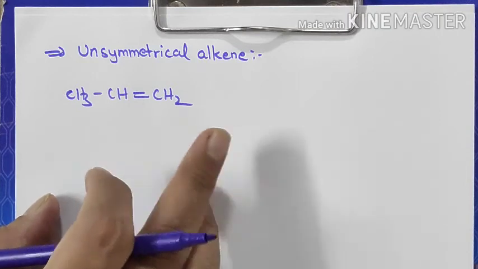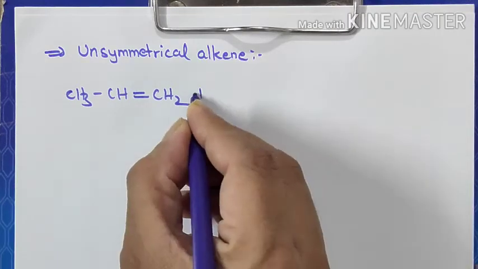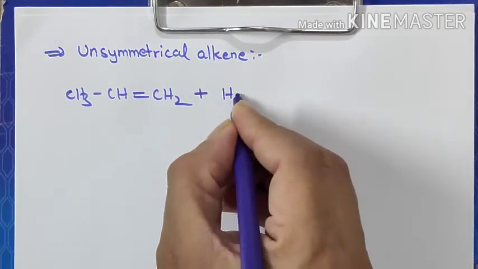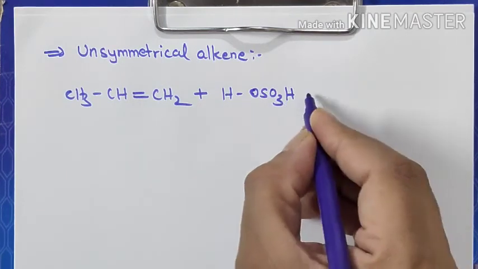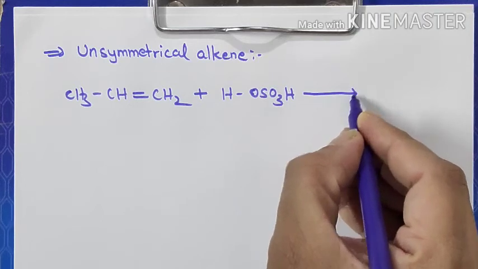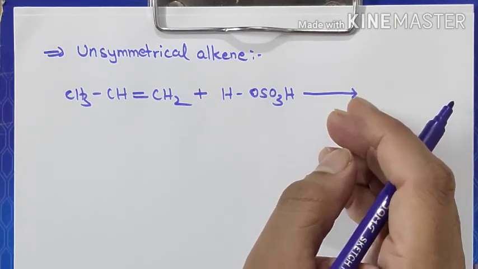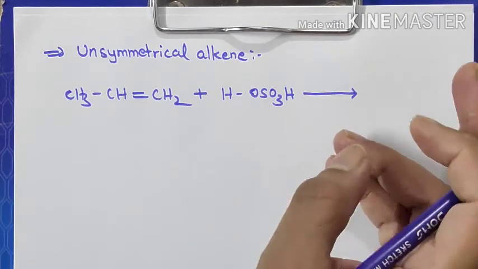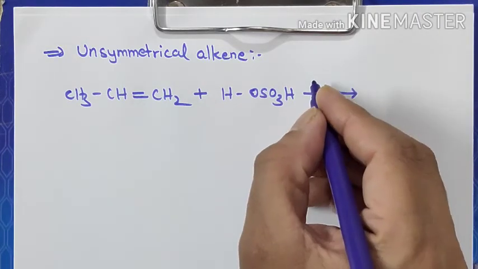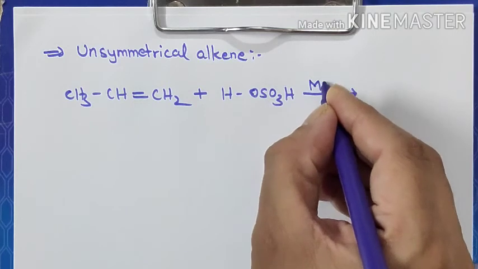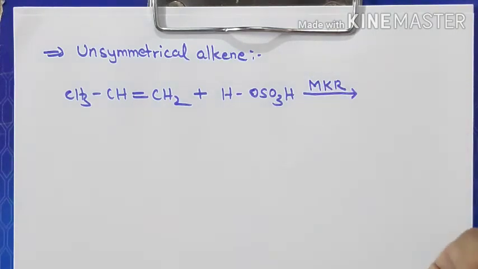When we have an unsymmetrical alkene, now if I have to add sulfuric acid, here the addition can't take place any way it wants, but it will follow some rule. And what is that rule? It will follow Markovnikov rule. What is Markovnikov rule, student?